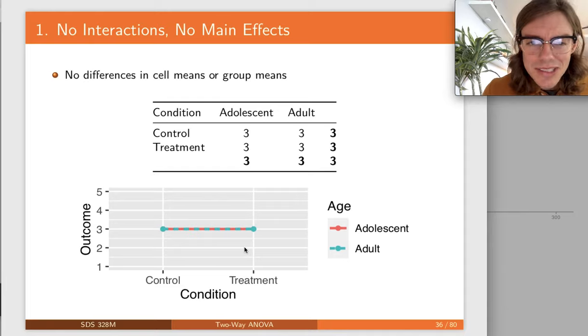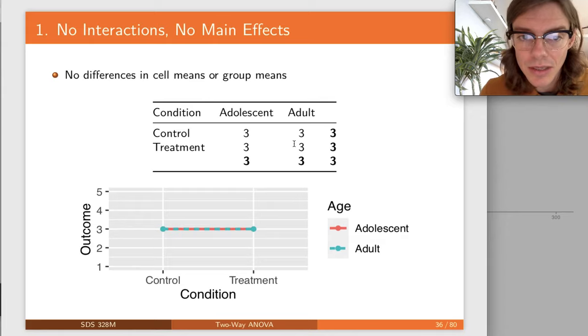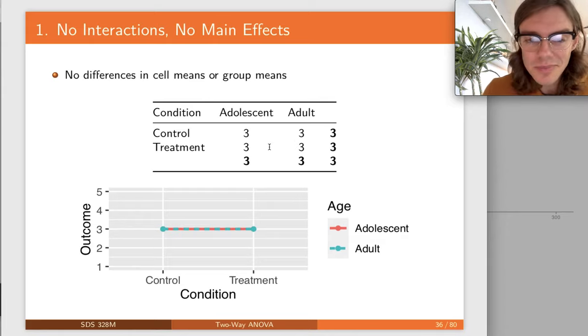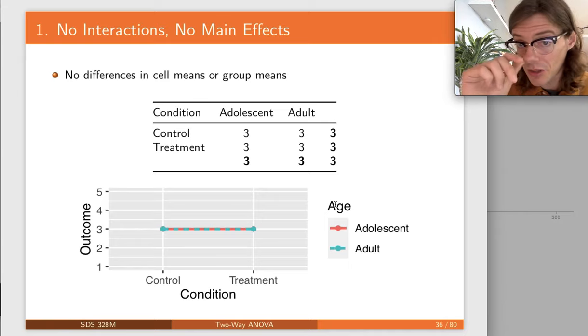We'll talk more about interactions in a second. You'll be able to see what they are more clearly once we actually are dealing with one. Just know that there's none here, right? The effect of being an adolescent or adult doesn't depend on what condition you're in. The effect of condition doesn't depend on whether you're an adolescent or an adult. It's 3 regardless, right? So this is super boring. Nothing cool is going on here.